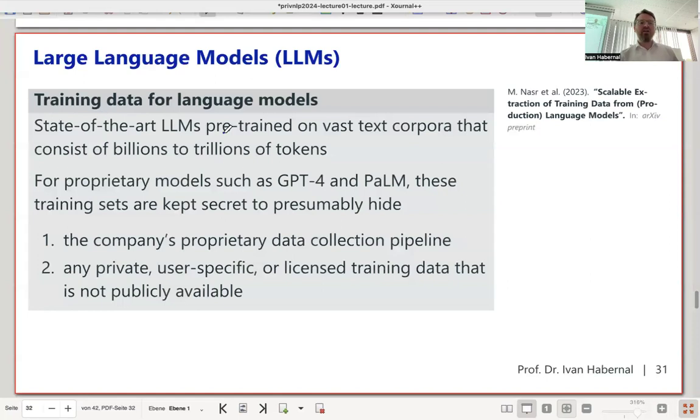Okay, so large language models, training data for language models. State-of-the-art language models are pre-trained on vast text corpora that consist of billions of trillions of tokens. For proprietary models such as GPT-4 or PaLM, I think it's PaLM, is it Google? I guess so. These training sets are kept secret, presumably to hide things like the company's proprietary data collection pipeline. So if you're Google and training your model on all emails, that's proprietary data. Of course, you think your emails belong to you if you use Gmail. Come on. Second, any private user-specific or licensing training data that is not publicly available. So these are the emails, and maybe some internal things.